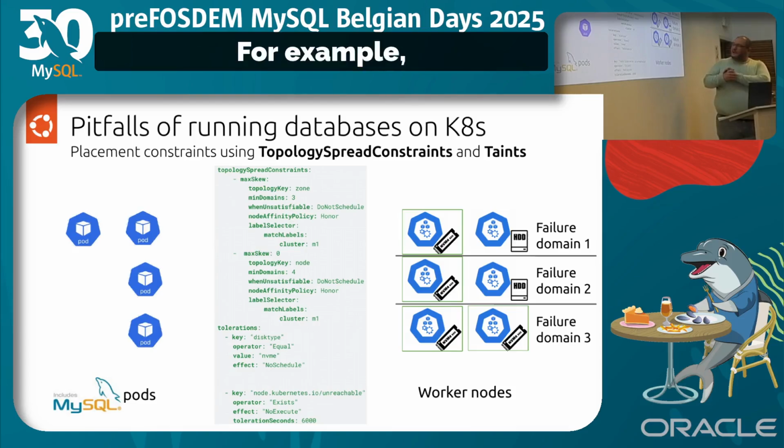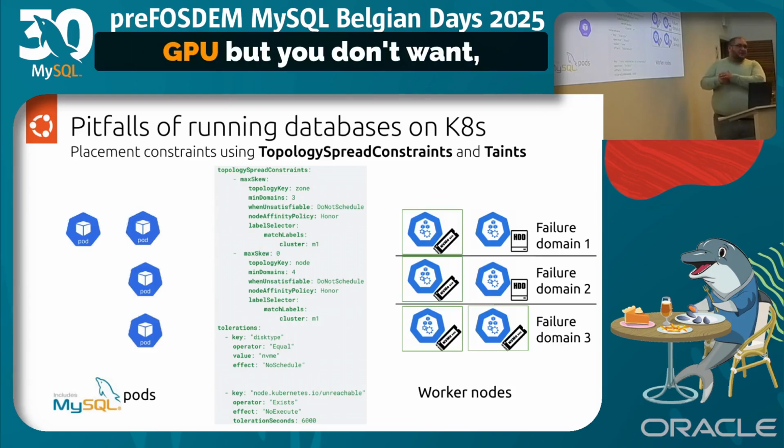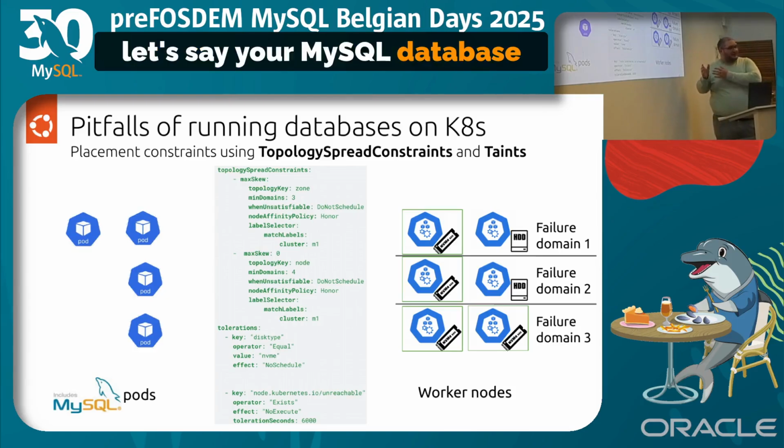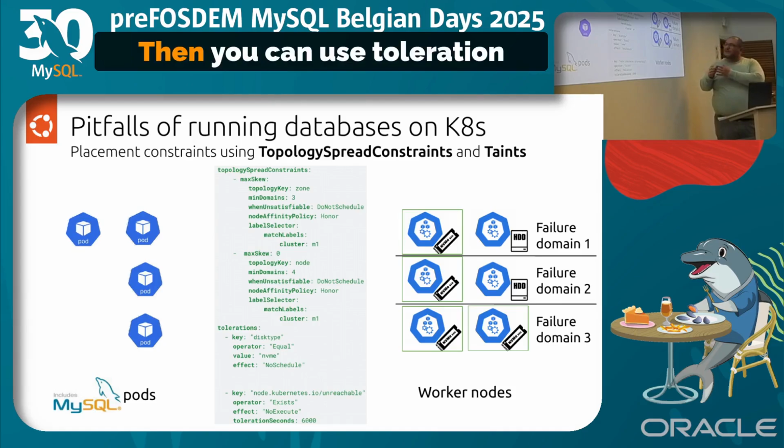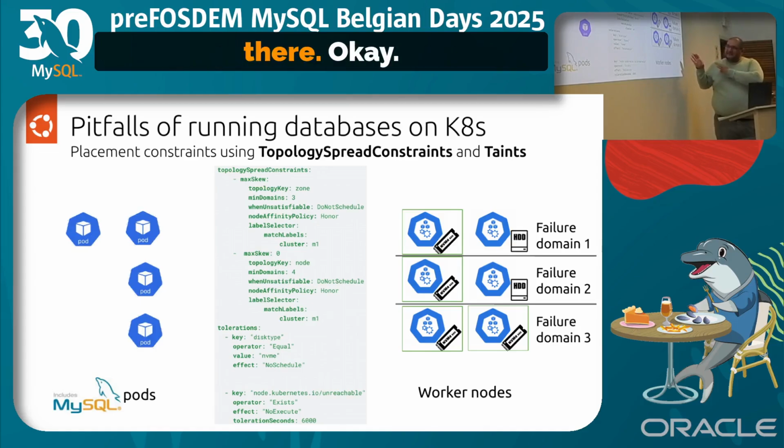So for example, let's say that you have a node that has both NVMe and GPU, but you don't want, let's say, your MySQL database to run on it. Then you can, using tolerations and taints, say, okay, I would like to expel or to prevent any MySQL pod from running there.